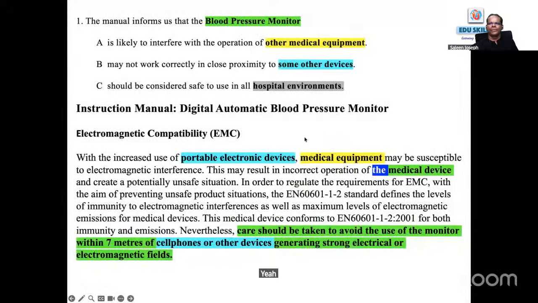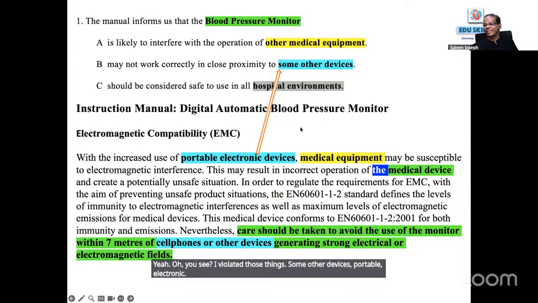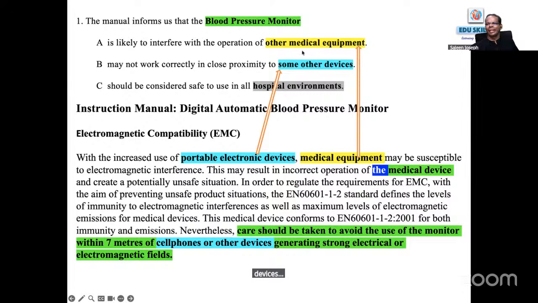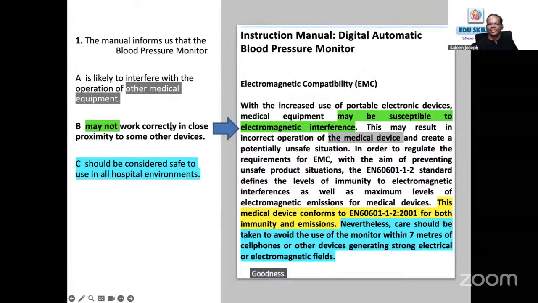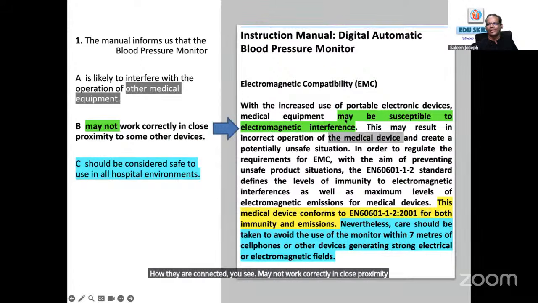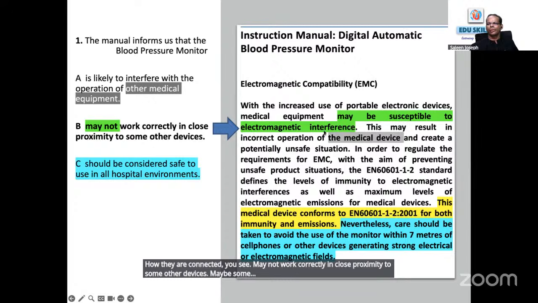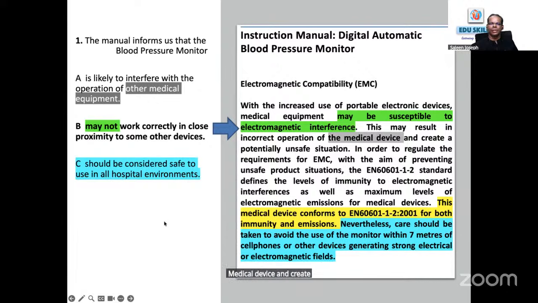Now you see, I have highlighted those things. Some other devices, portable electronic devices, medical equipment, other medical equipment, the medical device, blood pressure monitor. Cell phones, other devices, some other devices. How they are connected, you see. May not work correctly in close proximity to some other devices. Maybe susceptible to electronic interference. This may result in incorrect operation of the medical device and create a potentially unsafe situation.